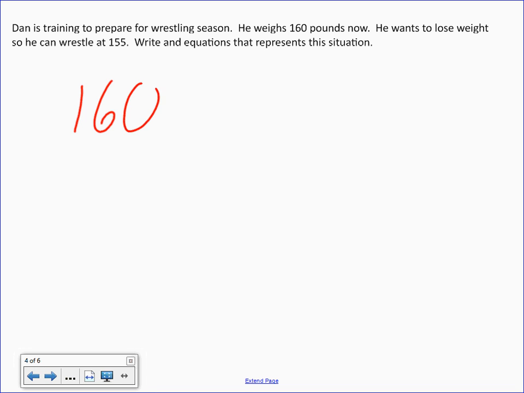So what does Dan start at? He starts at 160 pounds. He wants to lose weight. Okay, what operation would be lose weight? Maybe minus. How much weight does he want to lose? We don't know. That's what we have to figure out, right? That would be our pounds. We do know at the end of losing the weight, he wants to weigh 155 pounds. Now, we could easily see that he's going to lose 5 pounds, but that's not what we're trying to do right now. We're just trying to write out the equation. So we gave you a simple equation to be able to write it out easily.